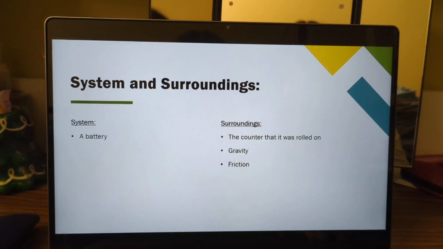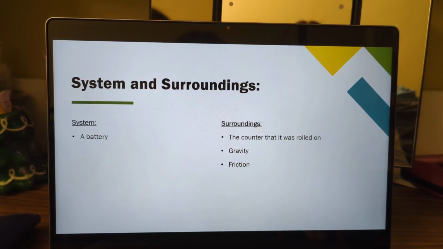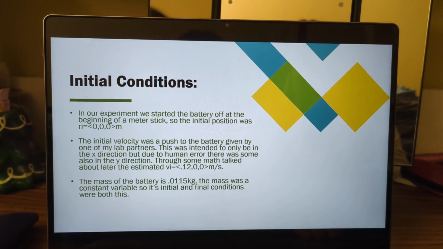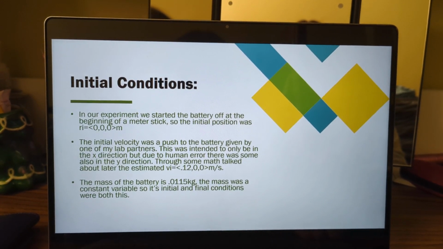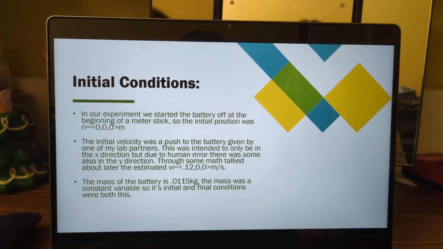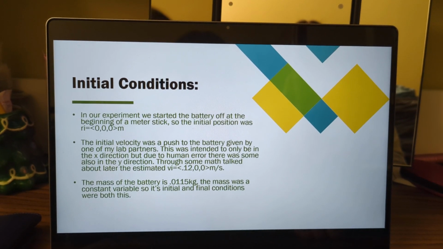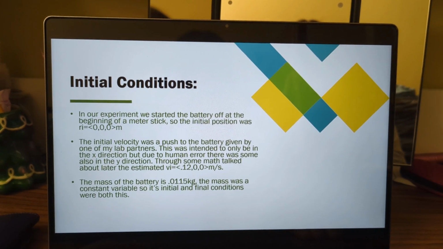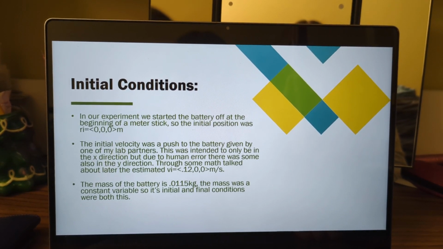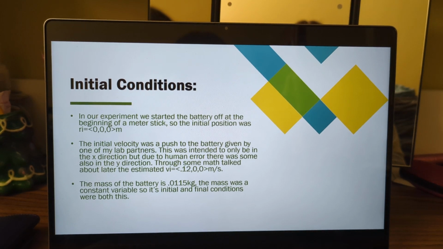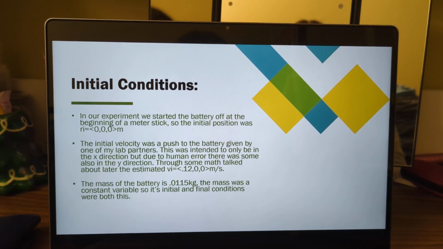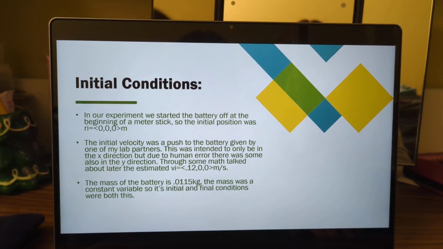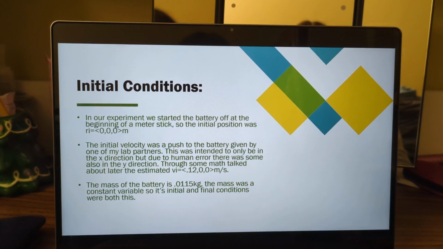Our system here was a battery, and our surroundings were the counter that it was rolling on, gravity, and friction. Some initial conditions in our experiment: we started the battery off at the beginning of a meter stick, so the initial position was 0 meters. The initial velocity was a push given to the battery by one of my lab partners, so this was intended to only be in the x direction, but due to human error, there was some also in the y direction. Through some math we talked about later, the estimated initial velocity is only in the x direction, at 0.12 meters per second, and the mass of the battery is 0.0115 kilograms.